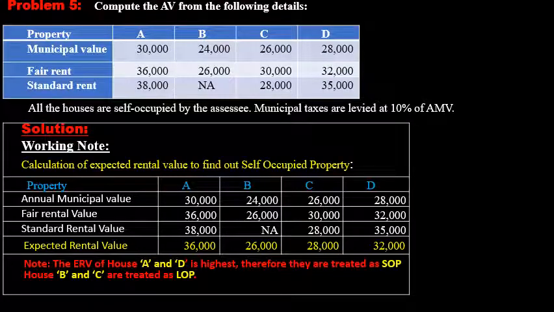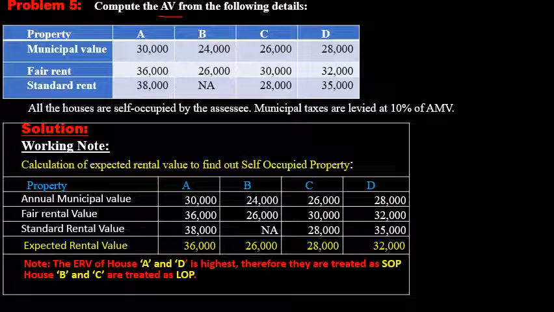Hi, in today's class I am going to solve another problem related to income from house property. Let me explain the problem first. Compute the annual value, AV, that is the net annual value, of the following properties. Properties A, B, C and D are given, with the municipal value, fair rent and standard rent of the four properties.